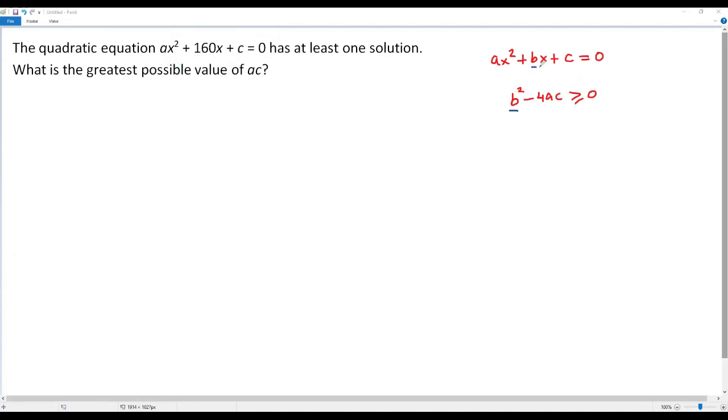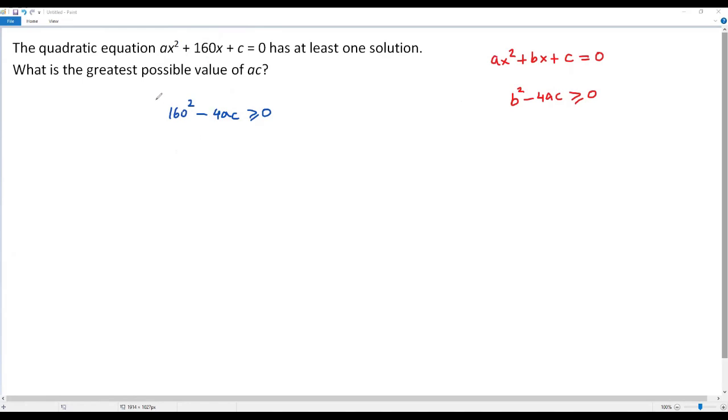Actually, b is the coefficient of x. Here the coefficient of x is 160. So for b², we can write 160². Negative 4 times a, where a is the coefficient of x². Here the coefficient of x² is the same a, and c is the constant term. In our quadratic equation also, the constant is c. So this is the discriminant, and it has to be greater than or equal to 0 because the given quadratic equation has at least one solution.